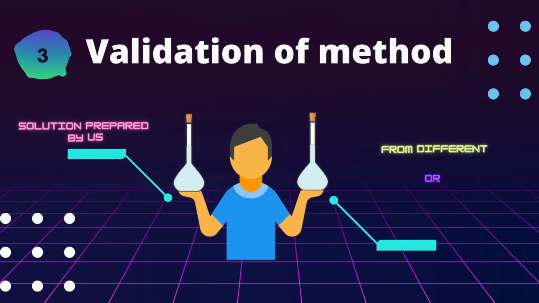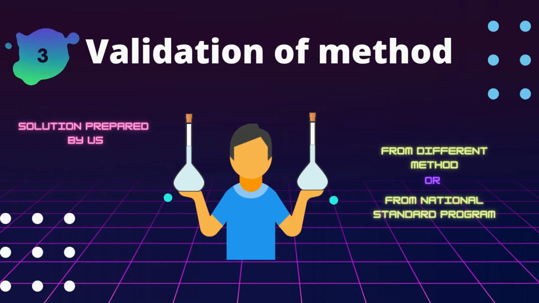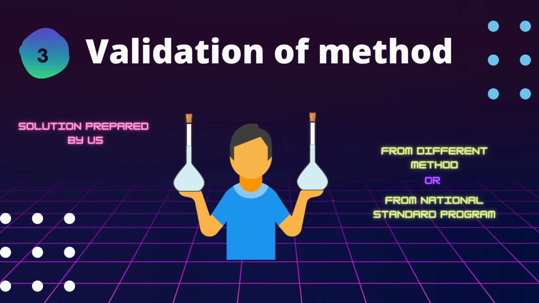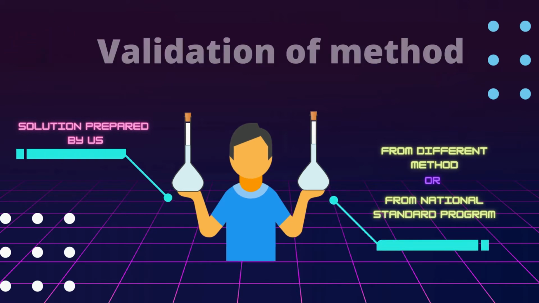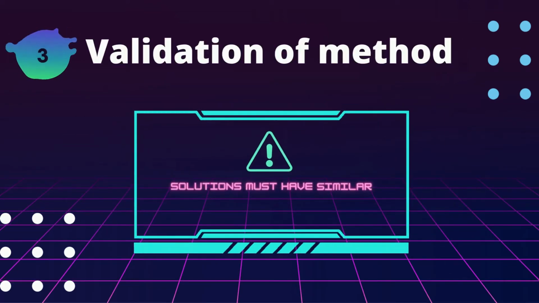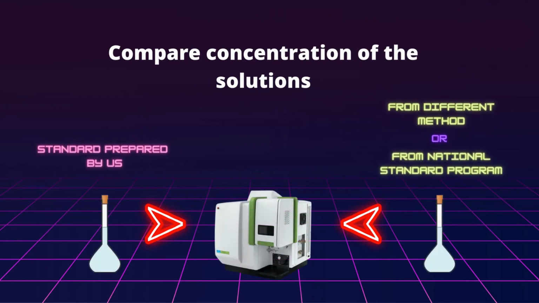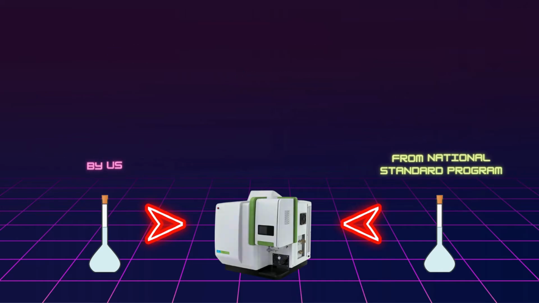The second step is the validation of the method. Validation of the method can be done by doing a cross-check between the solution prepared by us and a solution prepared from a different method, or a solution provided by a National Standard Program. However, we should make sure that the solutions have similar combined uncertainty. The concentration of both solutions is then compared by using ICP-OES.